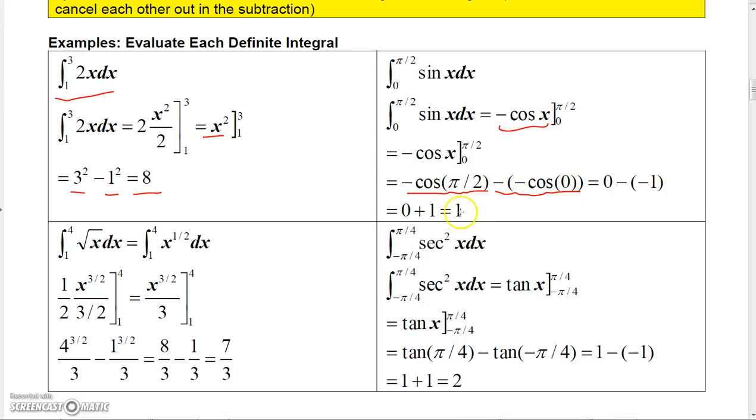Okay, well, cosine of pi over 2 is 0, so I'm going to have minus 0. So that's going to just be 0. And then I'm going to have minus a negative 1, because cosine of 0 is 1. So minus negative 1 is plus 1. So I'm going to have 0 plus 1, which is 1.